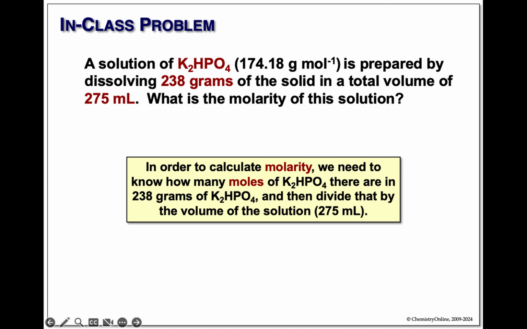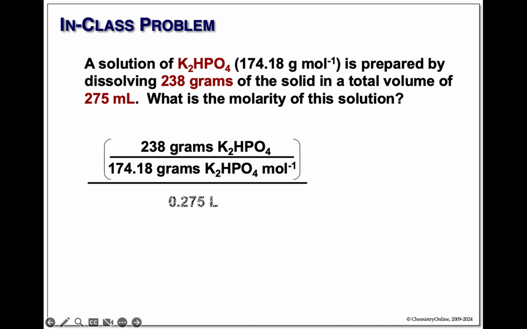To get the number of moles, we want to take our mass, divide it by our molar mass. Divide this by 1,000 to get 0.275 liters. Grams cancel, per mole comes up top. We do the simple math. 0.4969 moles. We have three significant figures. Therefore, we round to three figures.